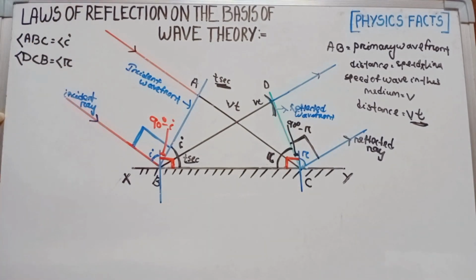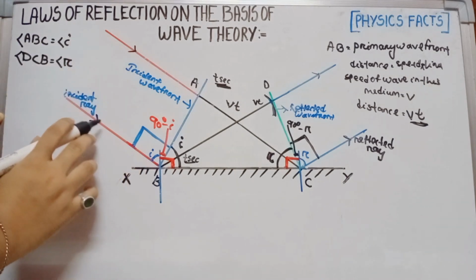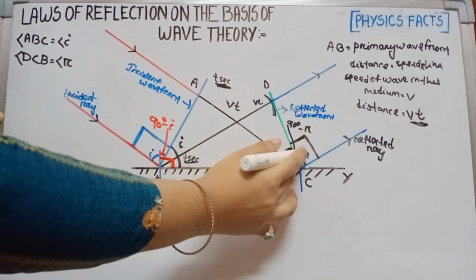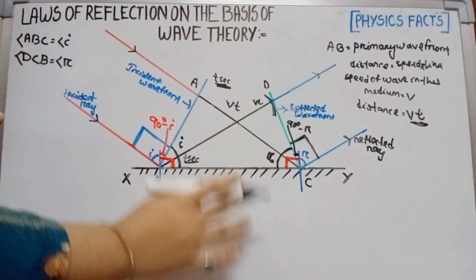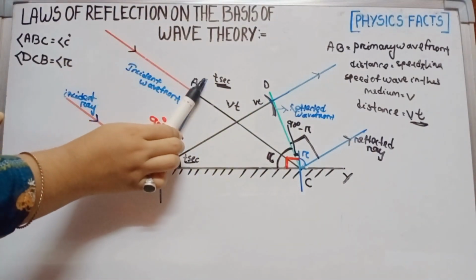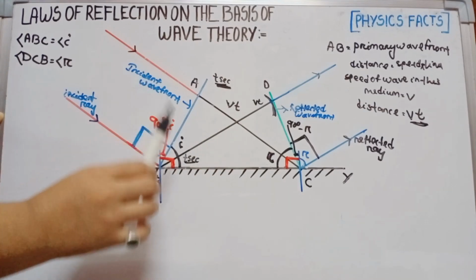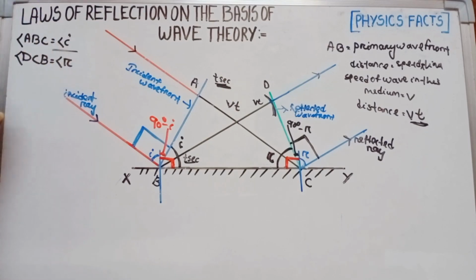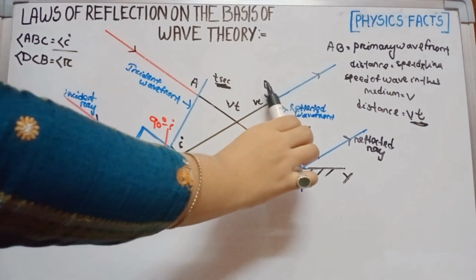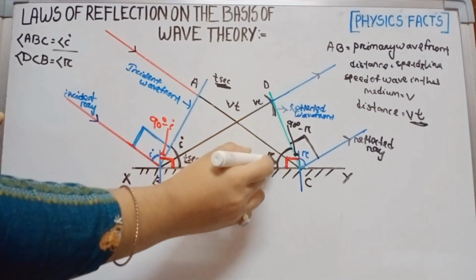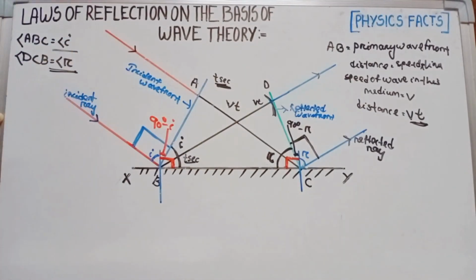So students, in our ray optics, we know that the angle between incident ray and normal is the angle of incidence. The angle between reflected ray and normal is the angle of reflection. But यहाँ पर the angle between incident wavefront and reflecting surface is called the angle of incidence. And the angle between reflected wavefront and the reflecting surface is called the angle of reflection. Clear?